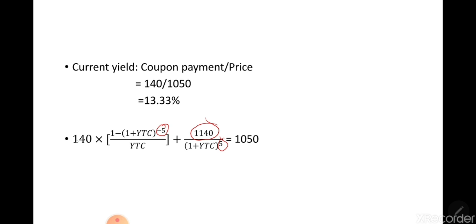So over here the coupon payment is still 140, but now you are calculating the yield to call, and over here you will have 5 and 5, because if the bond gets called back in 5 years, the bond will end in 5 years, and 1000 is replaced by 1140. So again, using trial and error, the yield to call is 14.61%. So if the bond does get called back, the investor will get a return of 14.61%.